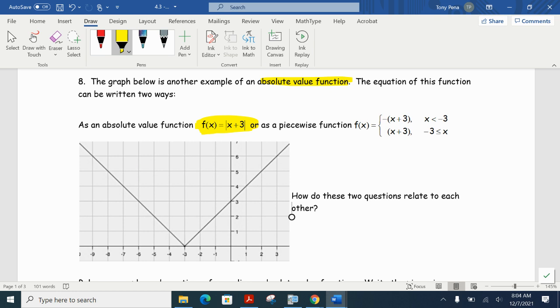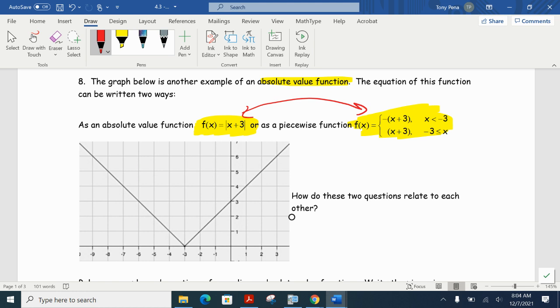All right. So that's how we can write this with the absolute value function, or we can write this as a piecewise function. Either way, that's what this graph would look like. So these are one and the same. They're just different ways of writing an equation for this graph.